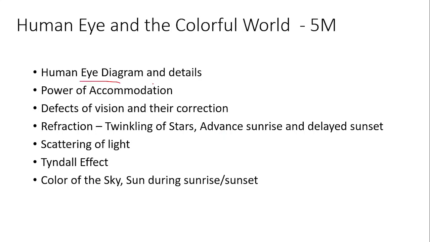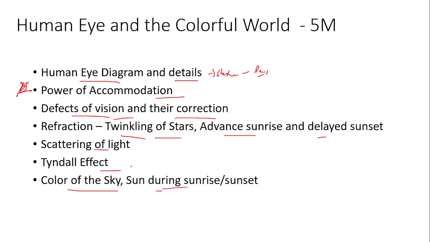Human eye diagram and some basic details like what is a retina and a lens. Power of accommodation, very important. Effects of vision and their correction, again important. Then refraction, which includes twinkling of stars, advanced sunrise, sunlight, scattering of light, color of the sky, sun during sunrise, sunset. All these things will be asked.